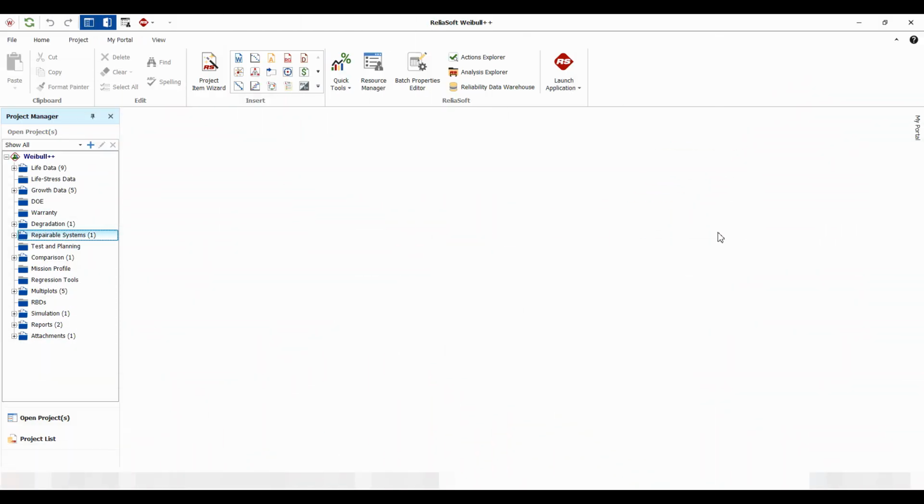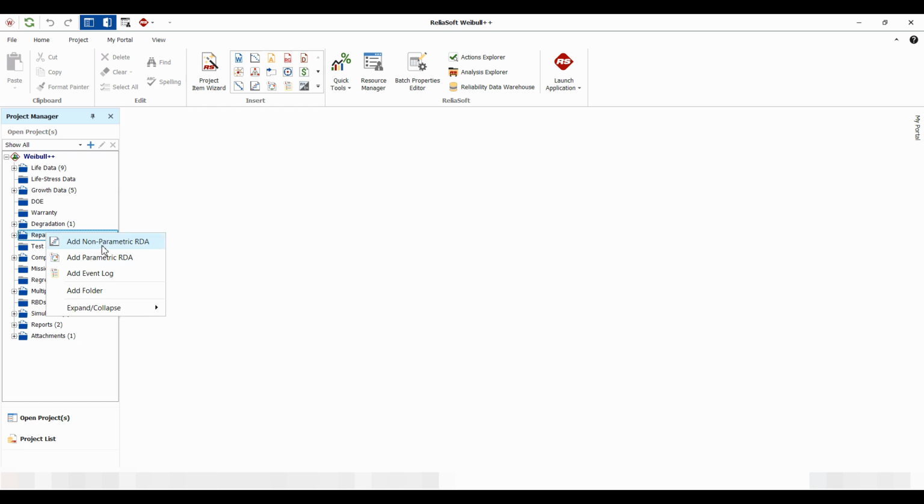In this video, we're going to consider a repairable system analysis in Weibull++. If we go under the repairable system folder and right-click, we have three types of analysis available: a non-parametric RDA, a parametric RDA (RDA is recurrent data analysis), and event log. Event log is like a register of failures and repairs on a system.